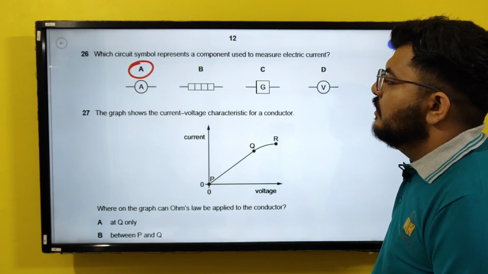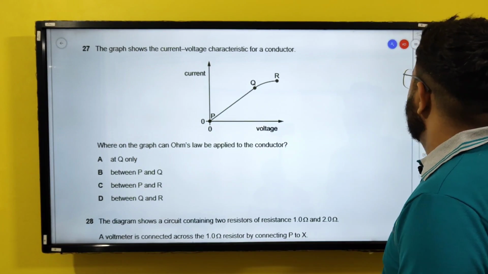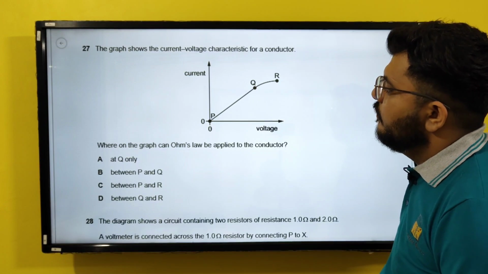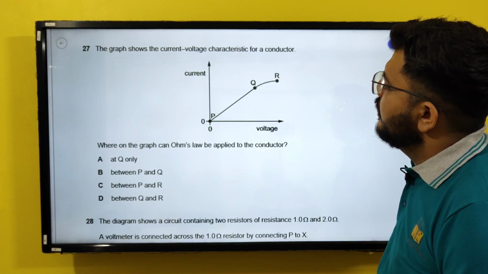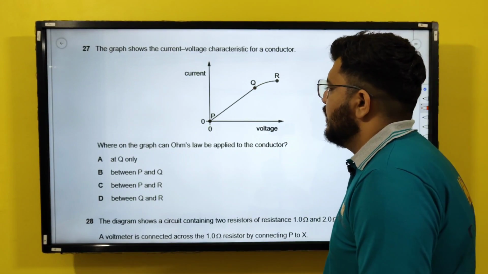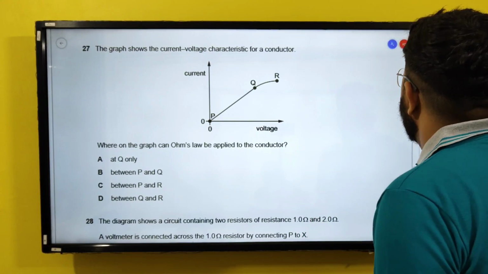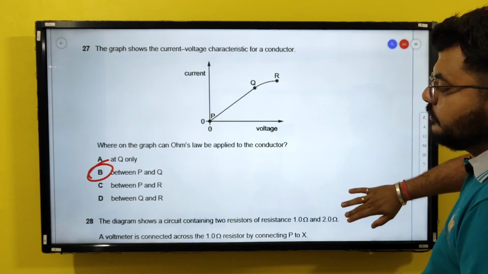Okay. Then next question we have. The graph shows the current voltage characteristics for a conductor. Where on the graph can Ohm's law be applied to the conductor? It can be applied between P and Q because that is where it is ohmic, right? So between P and Q.